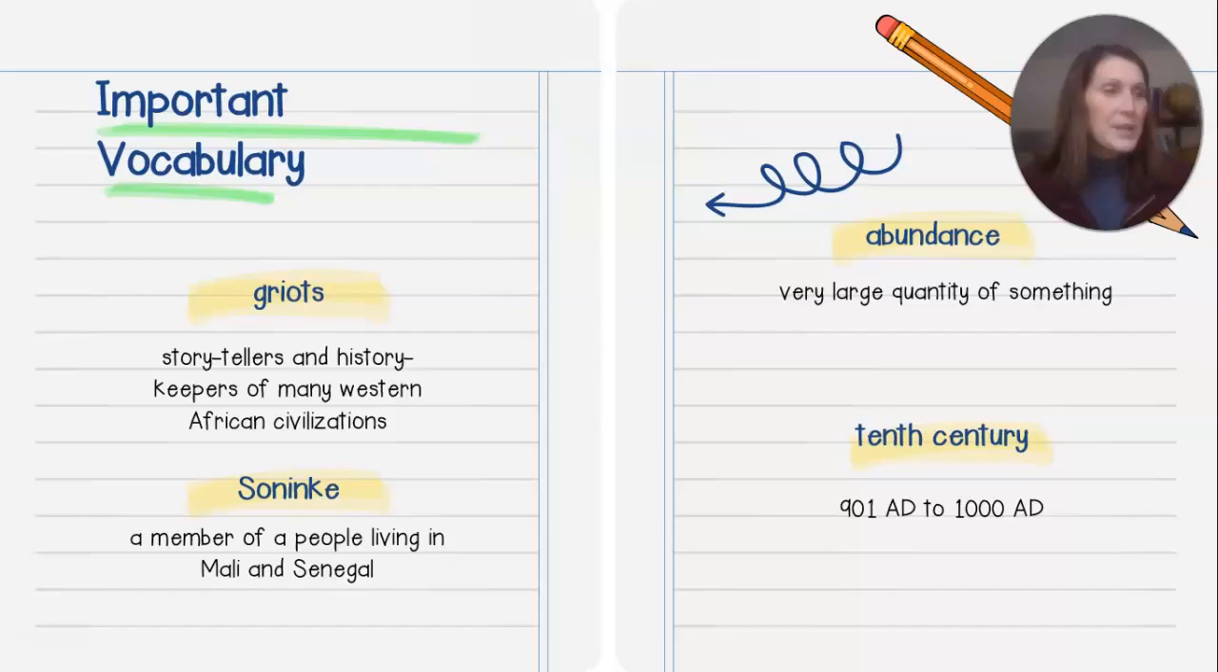Okay, vocabulary is key to understanding. Griots, which you'll actually have this word for tomorrow's lesson or the next lesson as well, but I thought it was important to introduce here. Storytellers and history keepers of many Western African civilizations. Soninke were a member of people living in Mali and Senegal. Abundance is a very large quantity of something, or if something's abundant, you have a large quantity. And then the 10th century is 901 AD to 1000 AD.